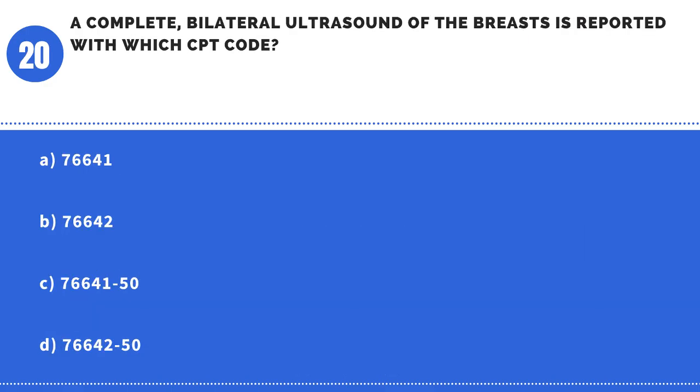Question 20. A complete, bilateral ultrasound of the breasts is reported with which CPT code? A. 76641. B. 76642. C. 76641-50. D. 76642-50.